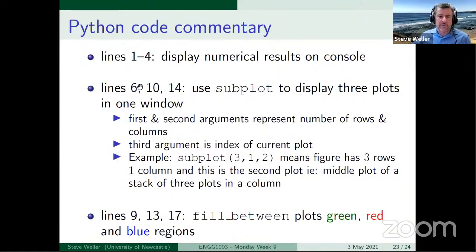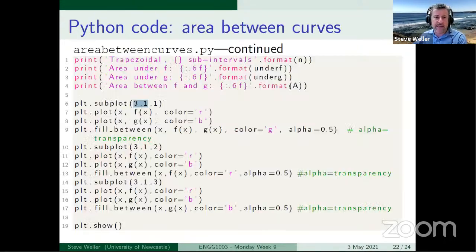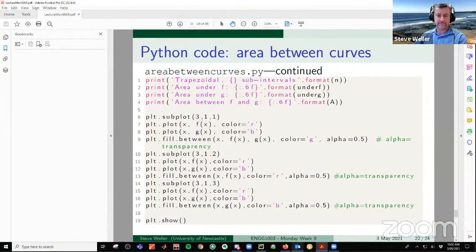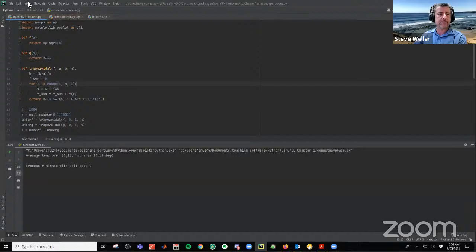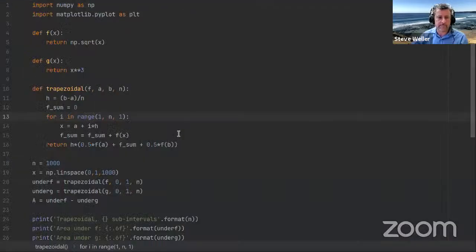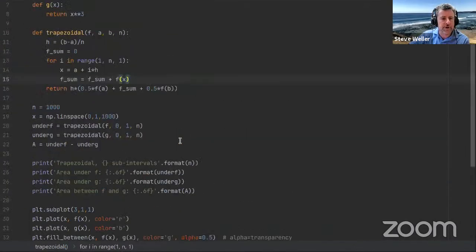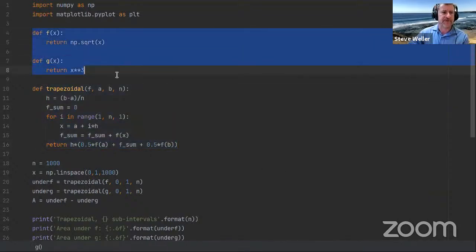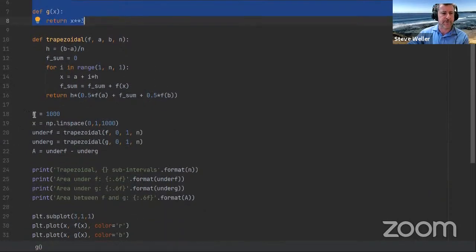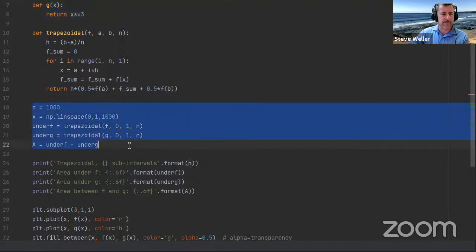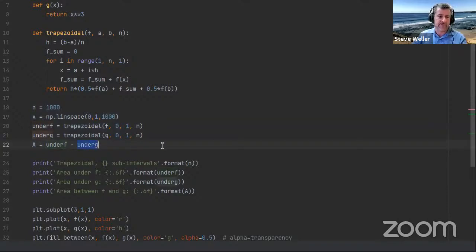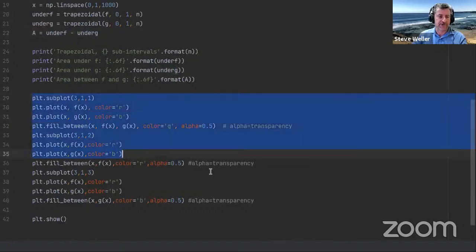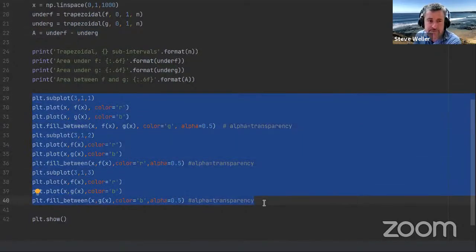So let's run, and here's some commentary for you for future reference. Let's run that code now. What's it called? Area between curves. Here's area between curves. Again, trapezoidal function highlighted in blue. Definition of functions f and g highlighted in blue. We then compute the area of the green leaf-shaped area by computing the total area under f and subtracting off it the area under g. And then we've got this long string of code that is used to display those three functions.